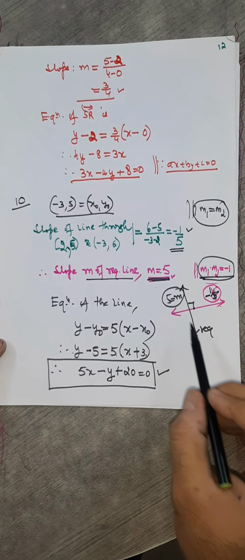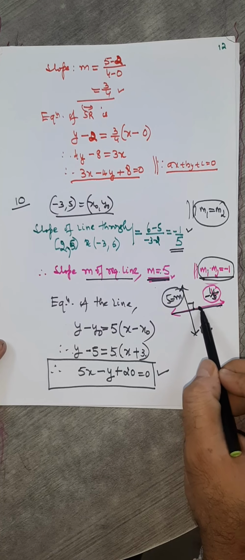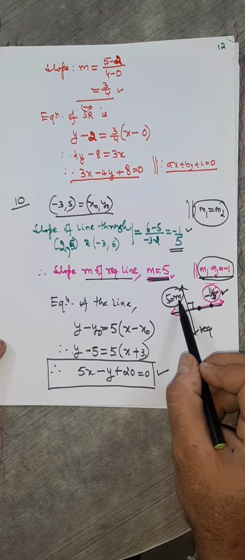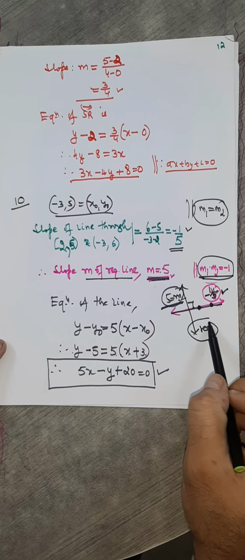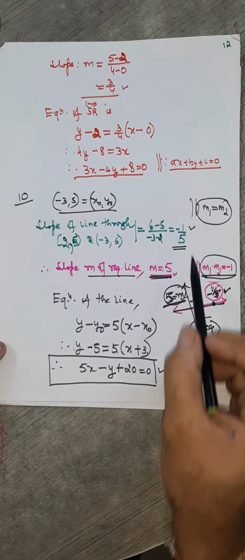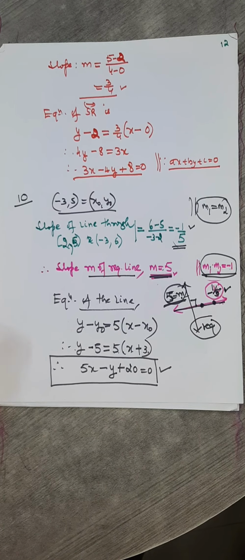I hope this diagram is clear to you. This is the given line that passes through 2 points, so I got the slope. But these 2 lines are perpendicular. That's given in the question itself. So the slope of our required line has to be 5 because the product of the slopes should be minus 1, reciprocal with minus sign. And then I've used just the point-slope form here.